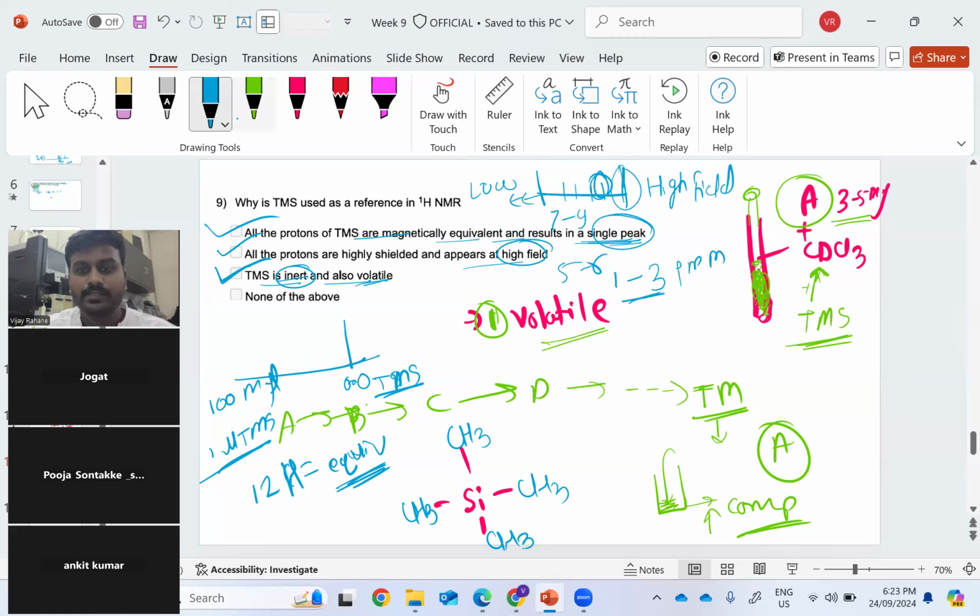If you look at most common organic compounds, they don't have any signal in the region of the TMS. So the signal due to the standard we are using, like TMS, will not interfere or overlap with the signals due to our sample. That's why the TMS is the best reference to use in the 1H NMR spectra.